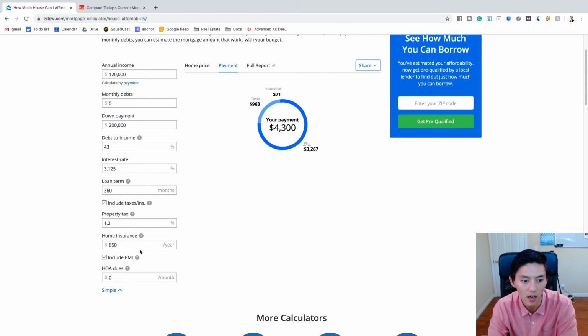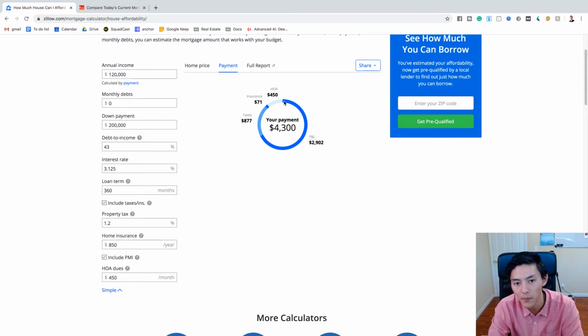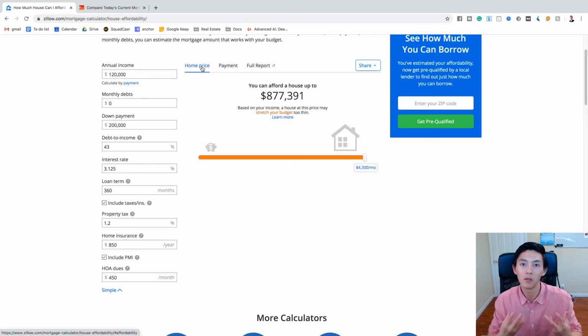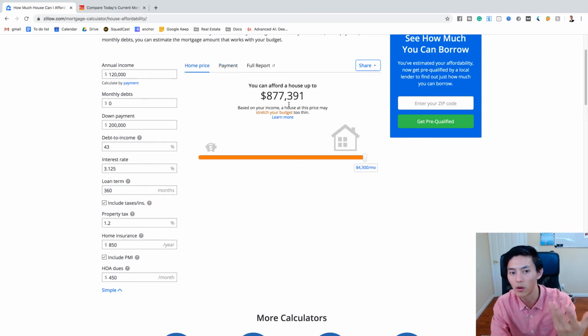But based on your property taxes, home insurance, and HOA, your P&I changes. P&I stands for your principal and interest, which is your mortgage payment. So for example, if I type in my $450 for HOA dues again, you can see that the payment stays the same, but now because you have this $450 HOA, your P&I goes down. And because your P&I goes down, that means that the amount that you can borrow goes down, and therefore the amount you can afford also goes down.